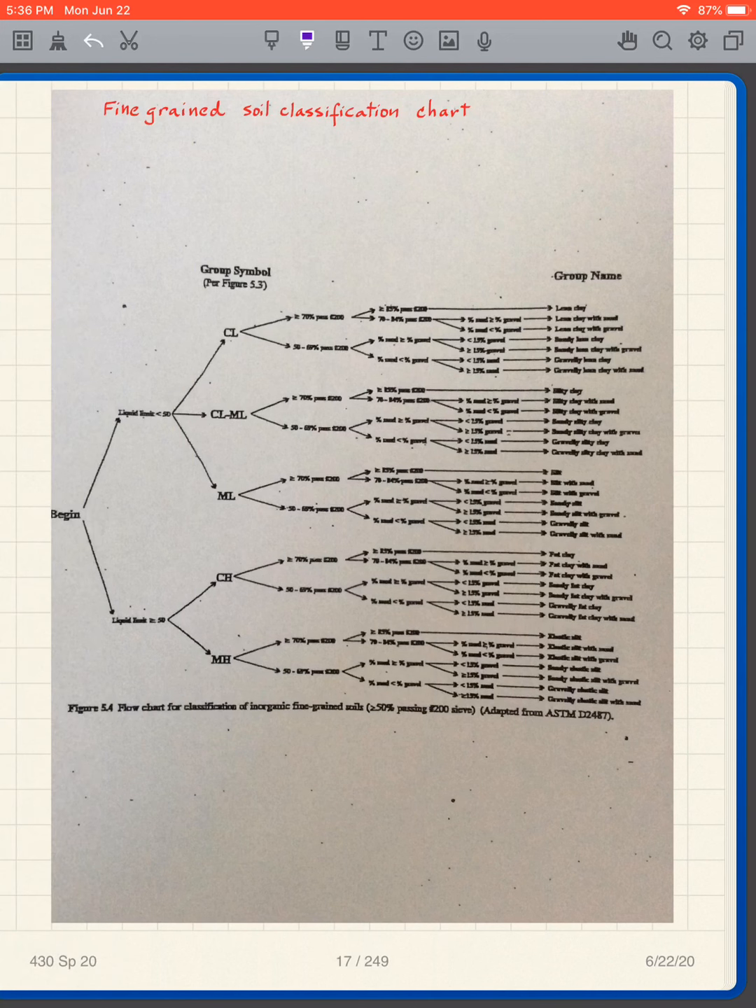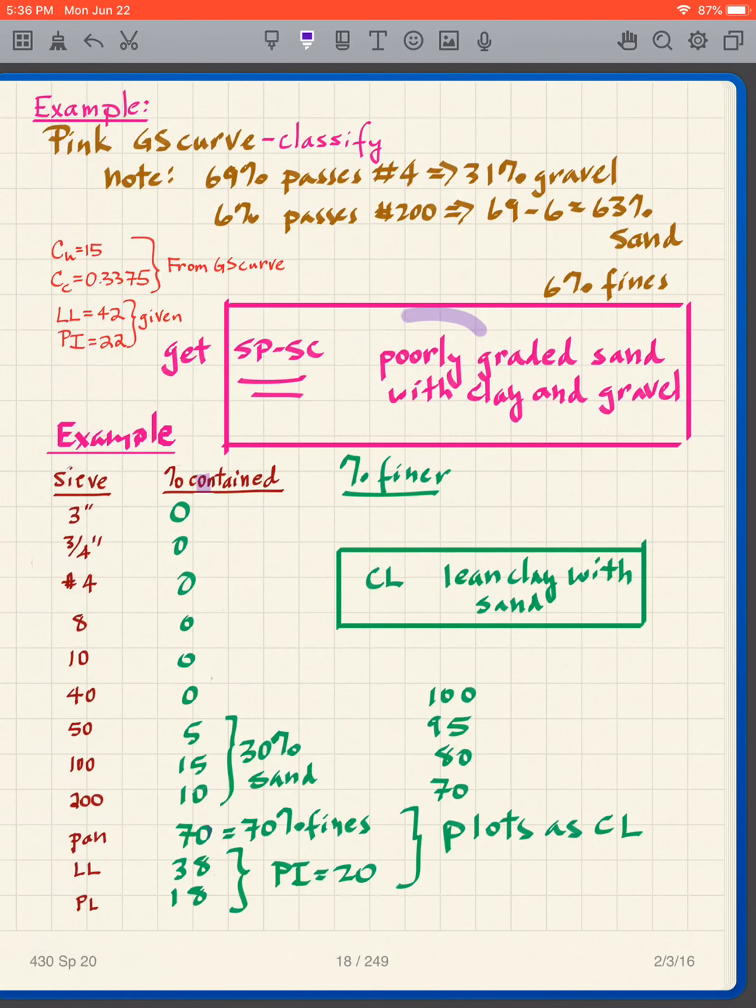So if I look at this, poorly graded sand with clay and gravel, SP-SC. So that's as hard as they get. If you can do that one, you can do any of them. If you know all those little details, you'll get that one. You'll get all these basically.